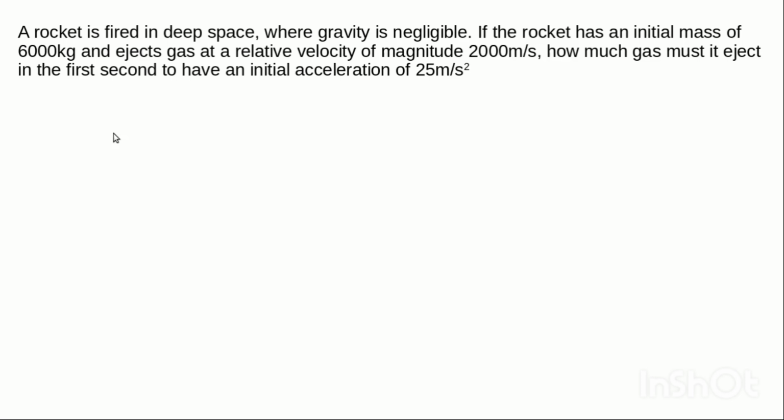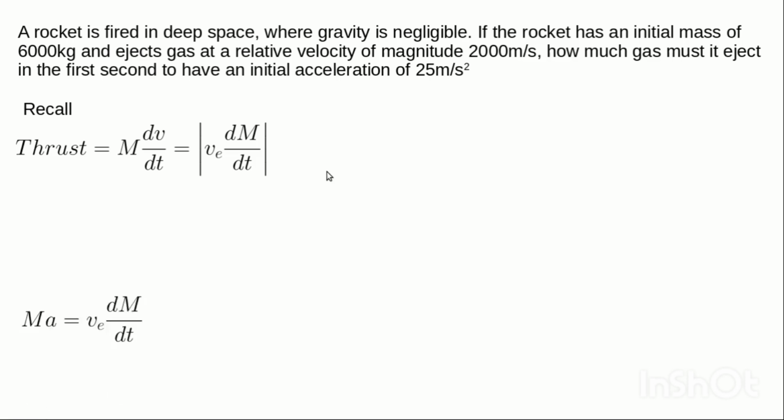So the formula we are going to make use of is that of the thrust. So we recall that thrust equal to this expression, right? And since we know our acceleration to be this, then that can be the acceleration. Then we know our initial mass, right? Then we already know our exhaust velocity. Then we can calculate how much gas must it eject in the first second.